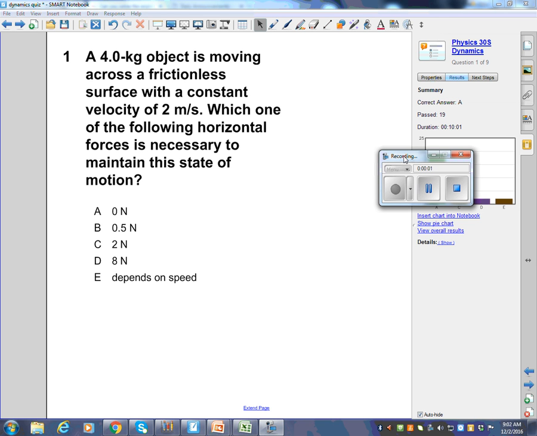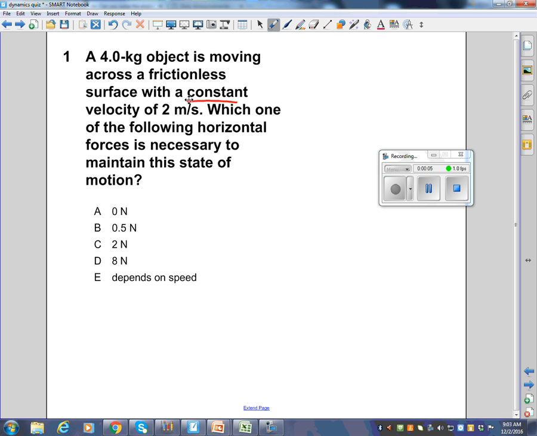Let's have a look here. A 4 kilogram object is moving across a frictionless surface with a constant velocity. That's important because that means what? Constant velocity means that the net force is 0 and the forces are balanced. That's what you're trying to say, right, Riley? Yeah. Constant velocity, the F net is 0.